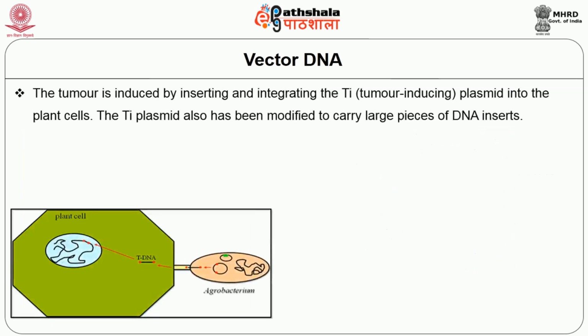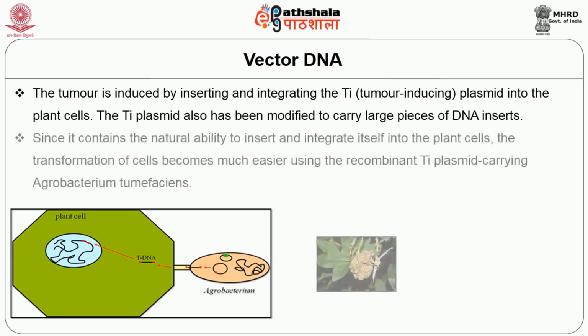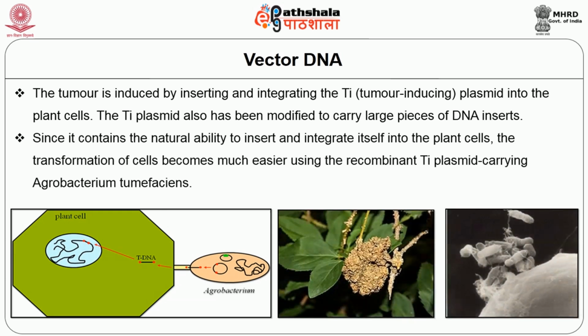The tumor is induced by inserting and integrating the TI or tumor inducing plasmid into the plant cells. The TI plasmid also has been modified to carry large pieces of DNA inserts. Since it contains the natural ability to insert and integrate itself into the plant cells, the transformation of cells becomes much easier using the recombinant TI plasmid carrying Agrobacterium tumefaciens.